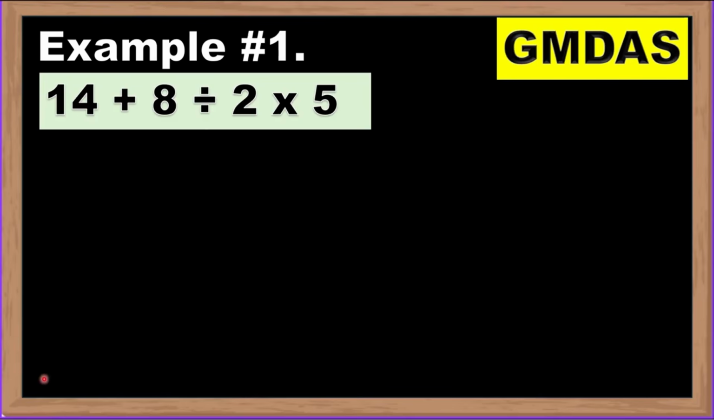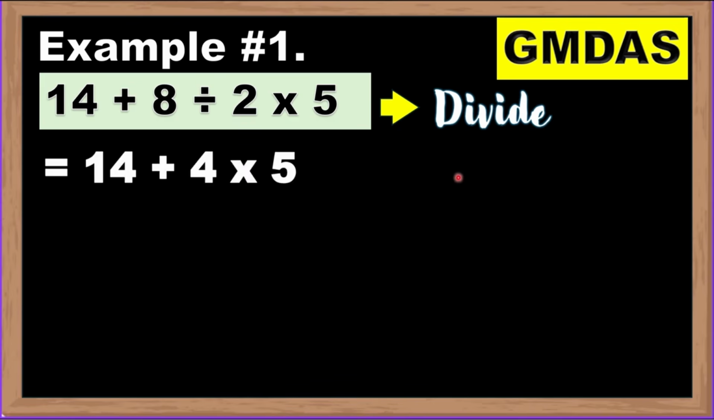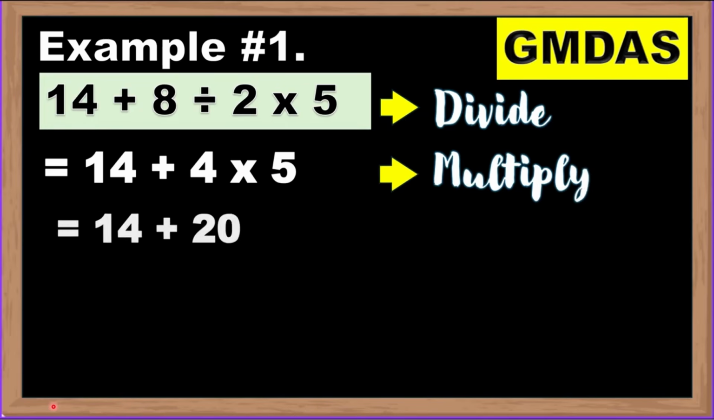Number 1, let's start with division. Let's divide 8 divided by 2. So we have 14 plus 8 divided by 2 is 4 times 5. The next step, do the multiplication, which is 4 times 5. So the expression becomes 14 plus 4 times 5 is 20.